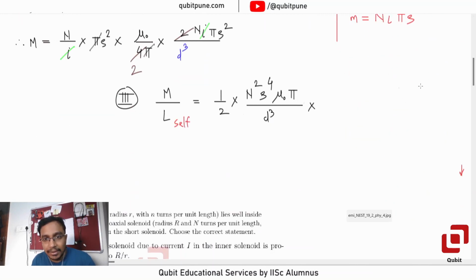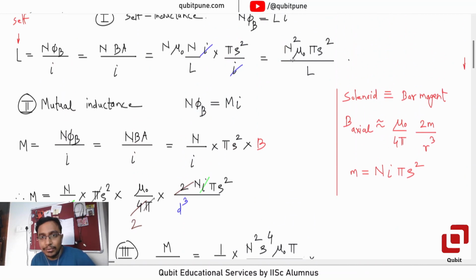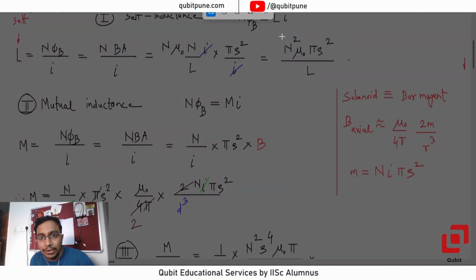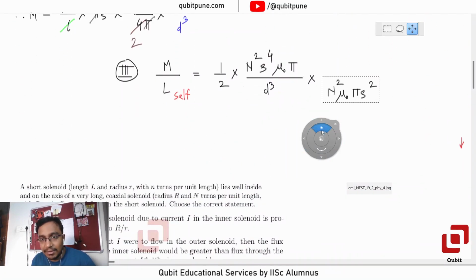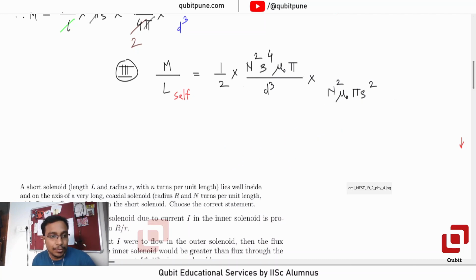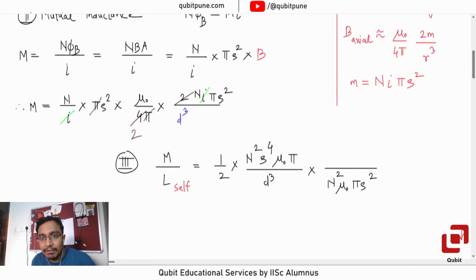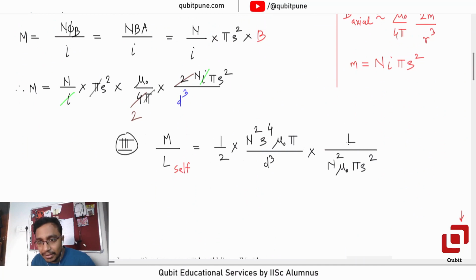Self-inductance L. So that N squared mu naught pi rho squared will sit in the denominator now. This part will sit in the denominator. And what will sit in the numerator? In the numerator we will have capital L. Now see what terms are getting cancelled. N squared goes, mu naught goes, pi goes, pi goes. What remains? Rho squared and rho raised to 4. So rho raised to 2 in the numerator remains.